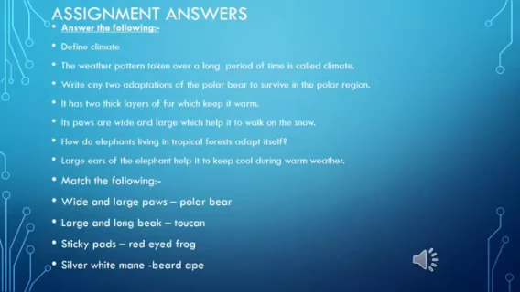I'll give you the answers for the previous assignment, children. Now, the first one was: answer the following. Define climate. The weather pattern taken over a long period of time is called climate. Write any two adaptations of the polar bear to survive in the polar region. It has two thick layers of fur which keep it warm. Its paws are white and large, which help it to walk on the snow.